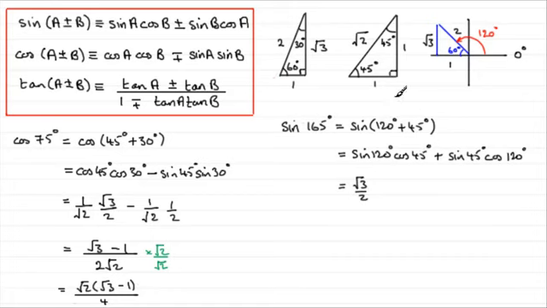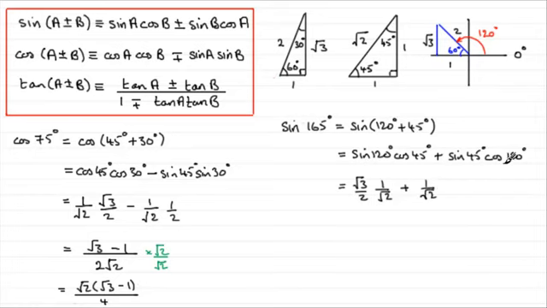Cosine of 45 degrees, that's okay. Cosine is adjacent over hypotenuse, so it's 1 over root 2. Then we've got the plus, and sine of 45 degrees, that's going to be opposite over hypotenuse, 1 over root 2. But this is the next tricky bit.